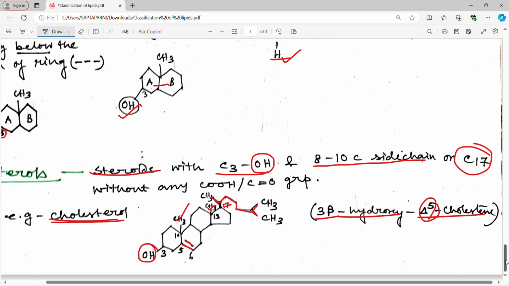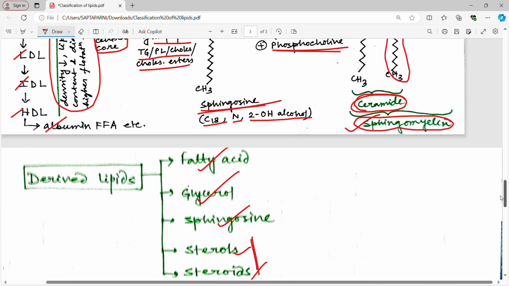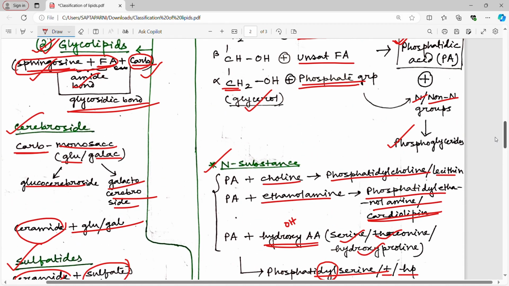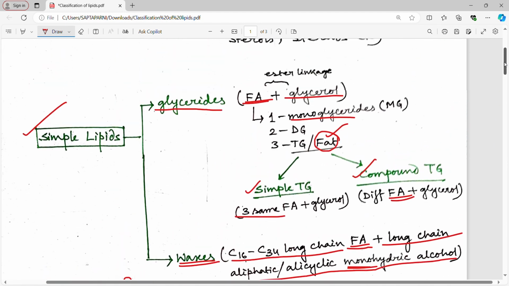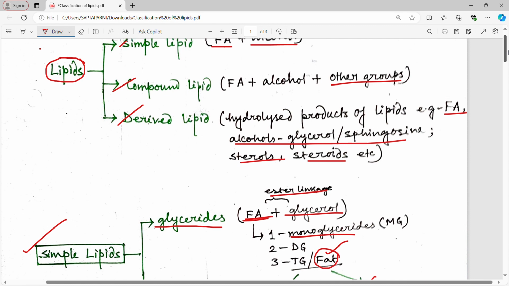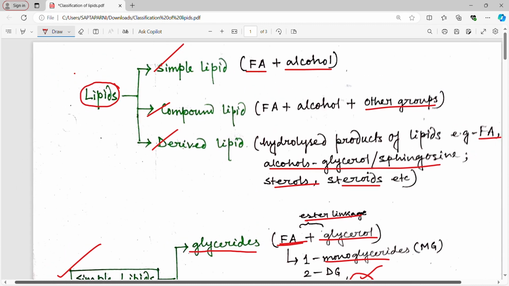So this is all about the classification of lipids in a very short manner. You can refer to different books of biochemistry for more insight. I hope this is a very gist video and will be useful for you.